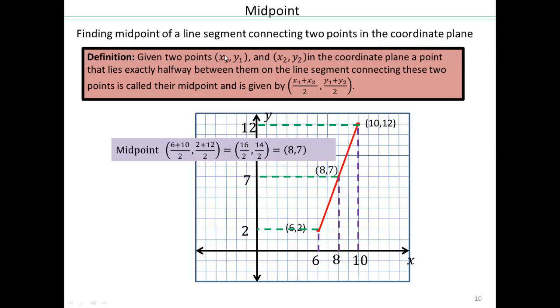So in general, if you're given 2 points, x1, y1, this is my first point, x2, y2, the second point, to find a point that lies exactly halfway between them on the line segment connecting them would be given by this. Take the 2 x-coordinates, their average, take the 2 y-coordinates, their average.